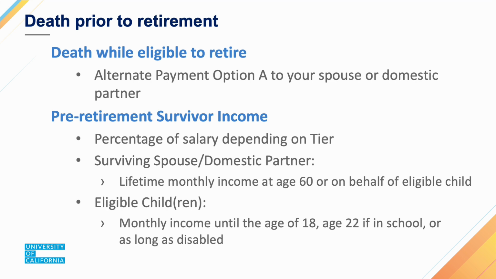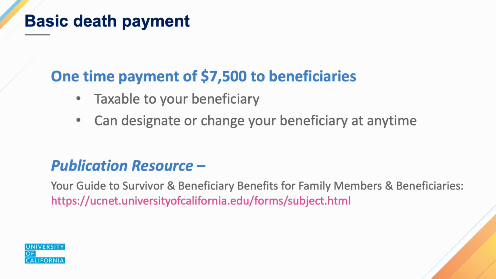On UCNet, you may access the survivor handbooks, which outline these provisions in detail. So honestly, the handbooks are a handy document to have as it outlines the general steps necessary to initiate the survivor process. In addition to the monthly survivor benefits that we just looked at, another benefit of UCRP is the one-time basic death payment. It's $7,500 and it's payable to your designated beneficiary or beneficiaries. The basic death benefit is in addition to any monthly income that may be payable to your eligible survivors or contingent annuitant.